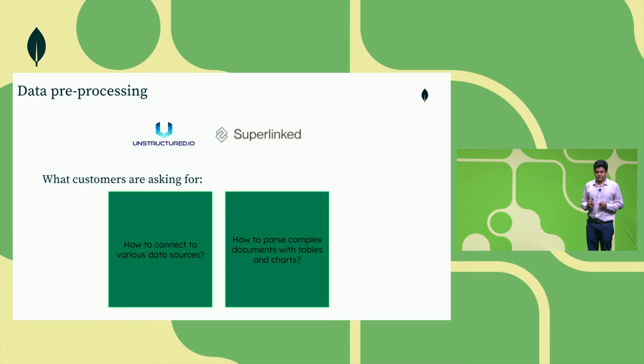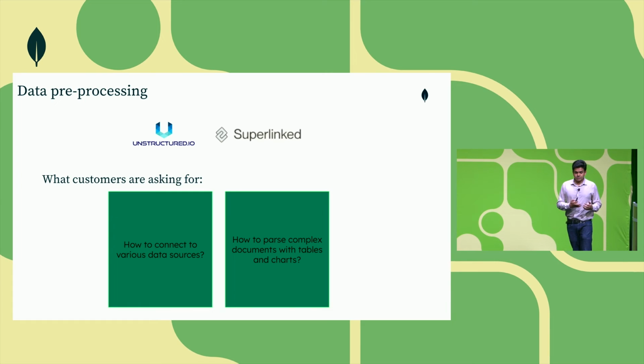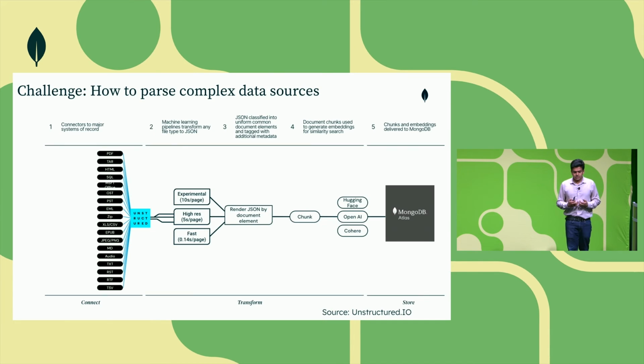That comes to the question of data pre-processing and data integration. As we talked about multiple data sources, how do I connect to them, and how do I parse complex documents? This is kind of how that pipeline would look, and this is a library called Unstructured that we integrate with.